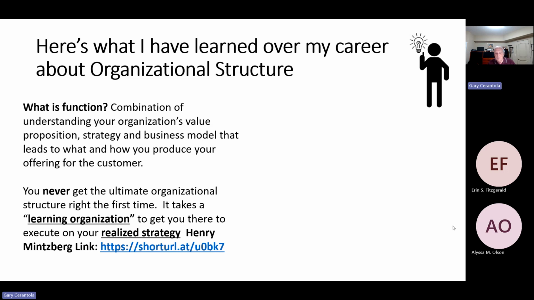And there's a link here that you can read. It's not mandatory, but Henry Mintzberg, he's out of McGill University in Canada here, and he's a guru on organizational structure and strategic planning, by the way, and has a lot of key insights to offer. So he's a good source of information as a management principles theorist.